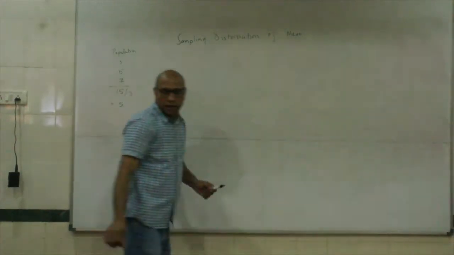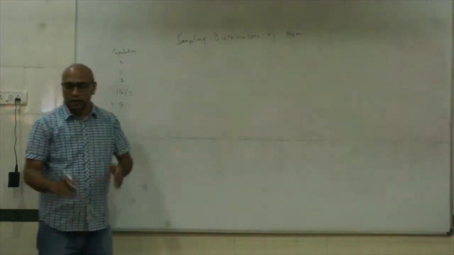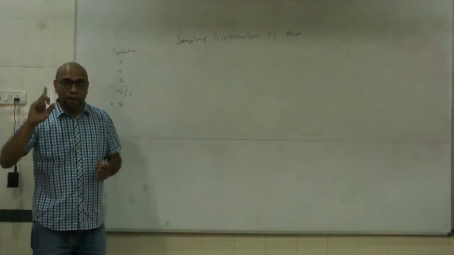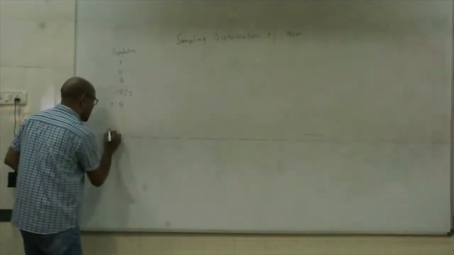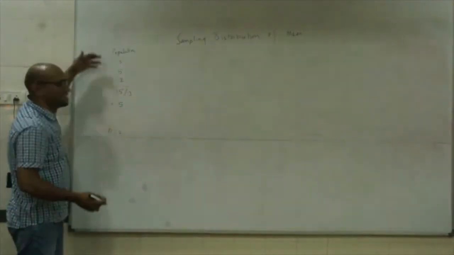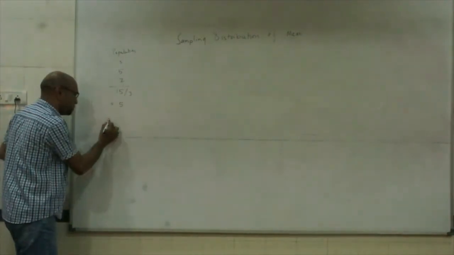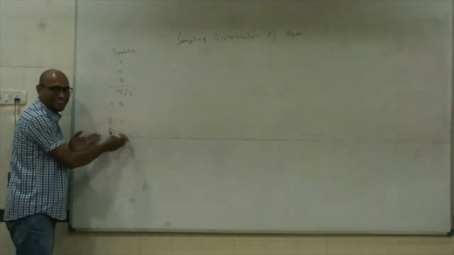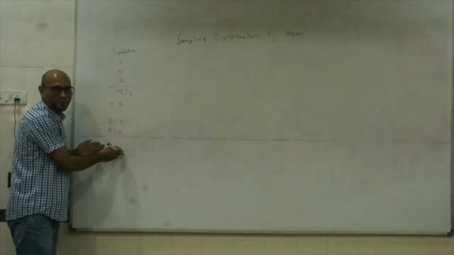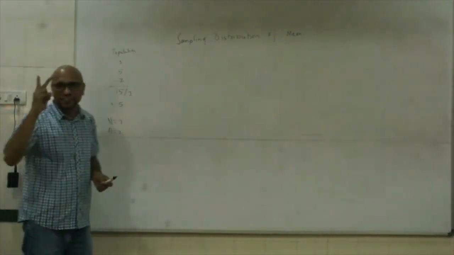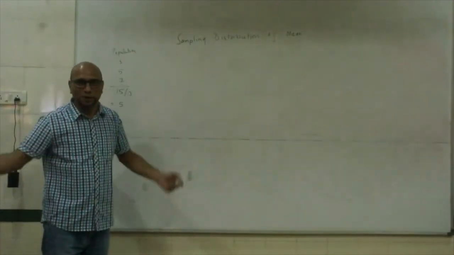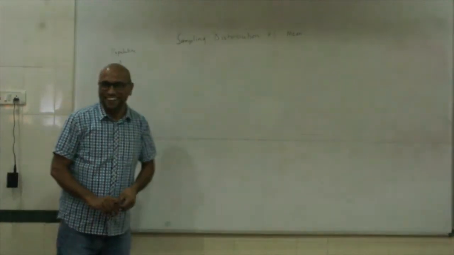What I'm trying to do is take n equal to 2. My population size is 3, so I'm keeping n equal to 2. So I'm taking a sample of size 2 from my big population of size 3, right?